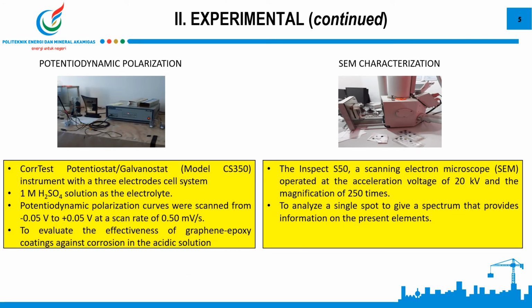To evaluate the effectiveness of graphene epoxy coatings against corrosion, we use potentiodynamic polarization with Cortest potentiostat galvanostat instrument with a 3 electrodes cell system. Meanwhile, in order to do the elemental mapping, we use scanning electron microscopy with the acceleration voltage of 20 kilovolt and the magnification times of 250 times.